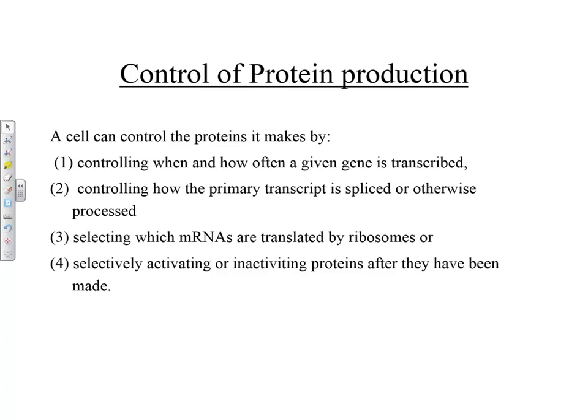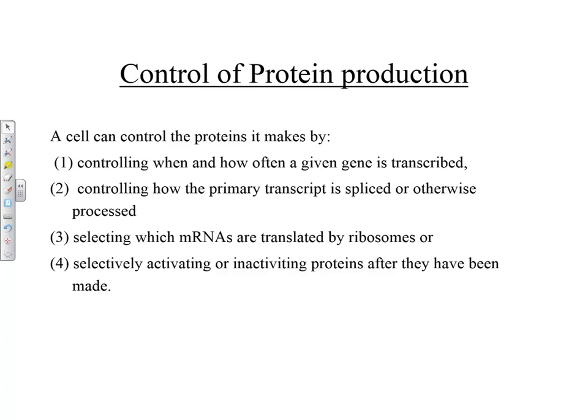Remember, I said that in the case of eukaryotic cells, you have coding regions, exons, interspersed with introns, right? And then splicing is the procedure by which you get rid of the introns, okay? And there is alternative splicing: if you have 3 or more of these exons, then you could do it in different ways and get different proteins. So a cell could control how the primary transcript is spliced or otherwise processed.